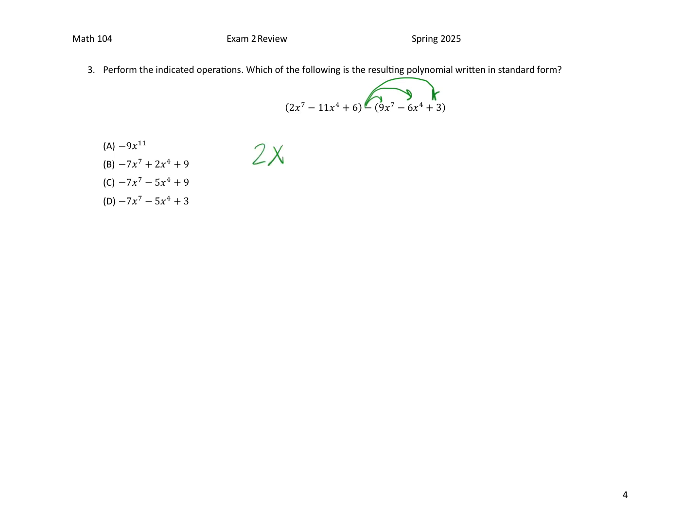So I'm just going to rewrite this as 2x to the seventh minus 11x to the fourth plus 6 minus 9x to the seventh plus 6x to the fourth minus 3. And then I will gather like terms. I've got some x to the sevenths. I've got some x to the fourths. And I have some constants.